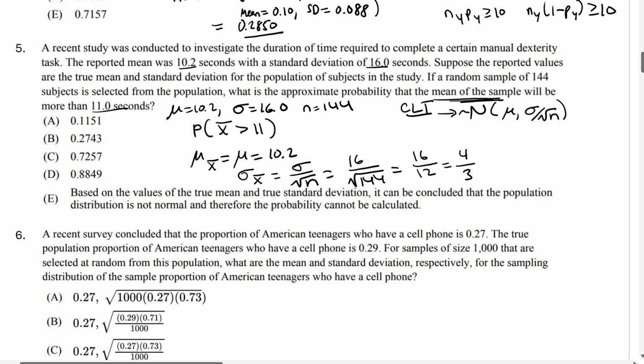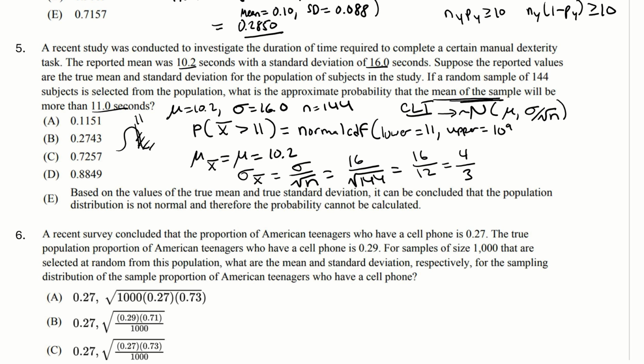Okay. All right, so we know that the standard deviation of x bar is 4/3, and we can use normal CDF here now. Okay, so normal CDF. And then remember, more than 11 seconds. So if this is 11 and you want greater than, then 11 is the lower value. All right, and then upper is 10 to the 9th power, and then we got the mu. The mean is 10.2. The standard deviation is 4/3. We get our answer.